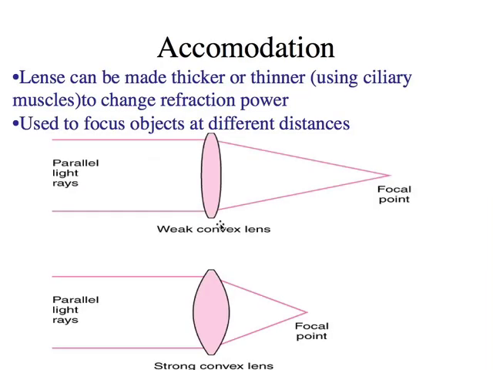And our lens, in particular, is able to change its shape so that it can be made thicker or thinner using the ciliary muscles in order to change its refractive power. So a weak convex lens is going to bend the light less, and the focal point, the point where those rays are going to end up meeting, is going to be further away than with a strong convex lens, which is going to be able to bend that light more.